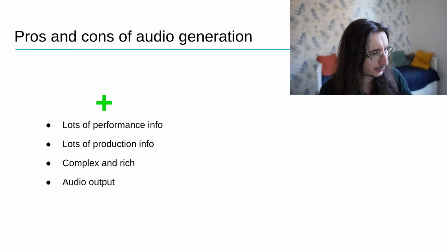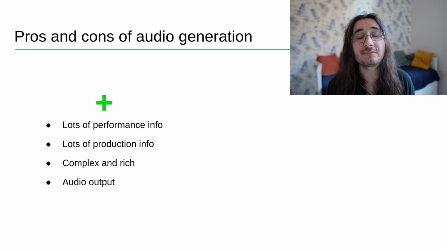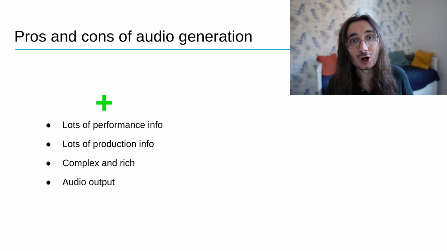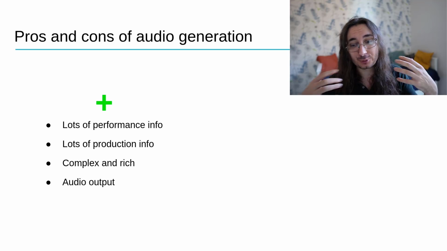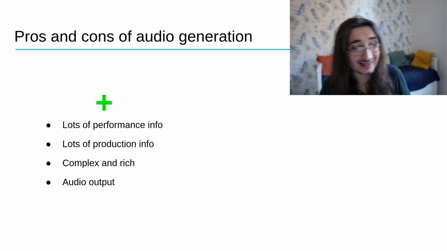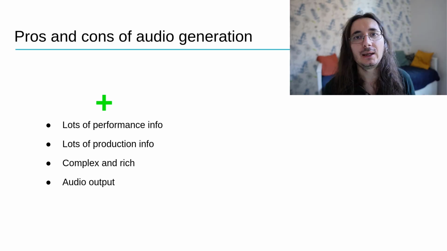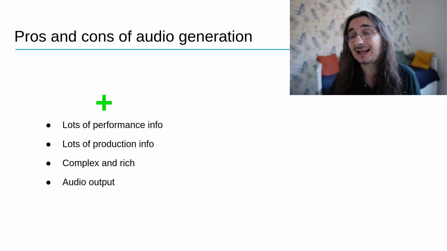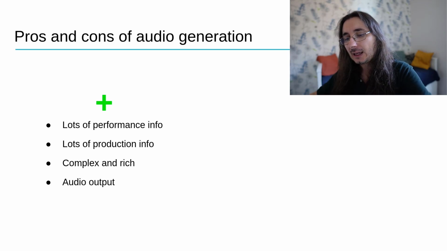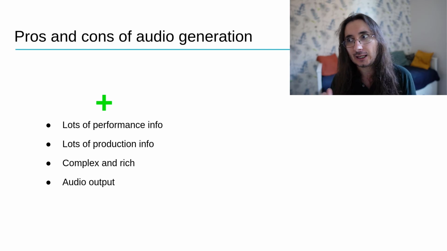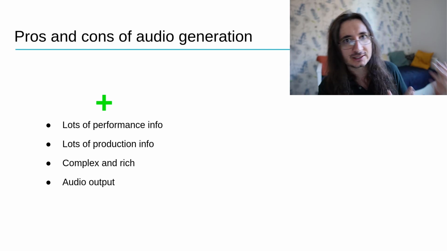Obviously, audio generation also comes with its advantages and disadvantages. Let's take a look at the pros first. The most important advantage of an audio representation is that it captures all the performance and production nuances and information, and that's because this representation is very complex and rich. Another great point of an audio-based generative music system is that it outputs directly an audio file without the need of doing an audio rendering somehow from a score.